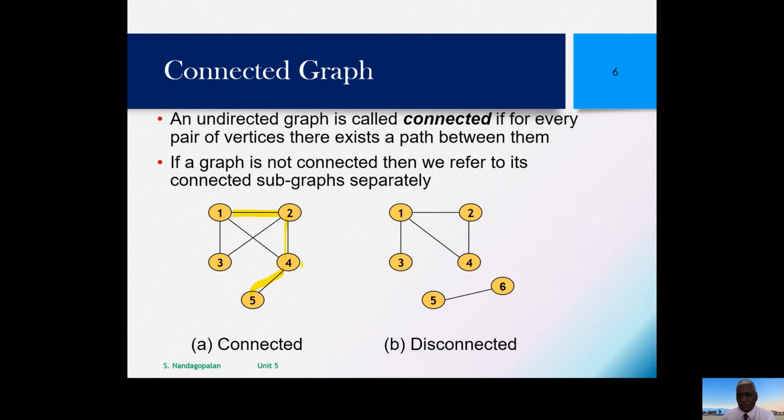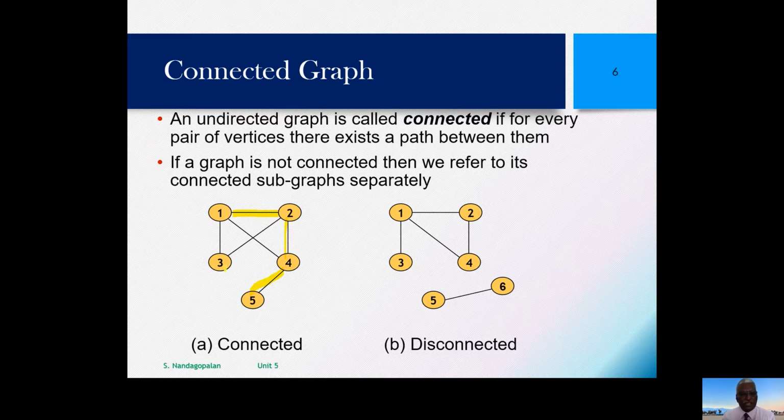That means, so I should take every pair of vertices. So I'll start with 1. Okay, so 1 to 2, yes. 1 to 3, yes. 1 to 4, yes. 1 to 5, yes, I can travel. Similarly, take 2. 2 to all the rest of the vertices. So 2 to 1 I can travel, 2 to 3 I can travel, 2 to 4 I can travel, 2 to 5 I can travel via this.